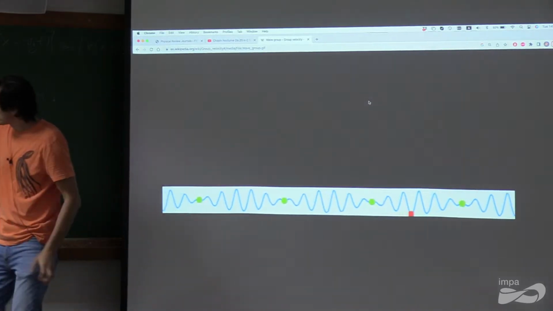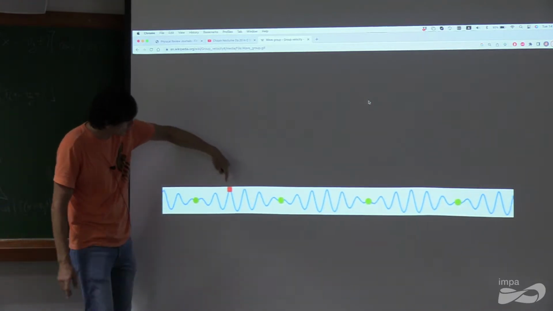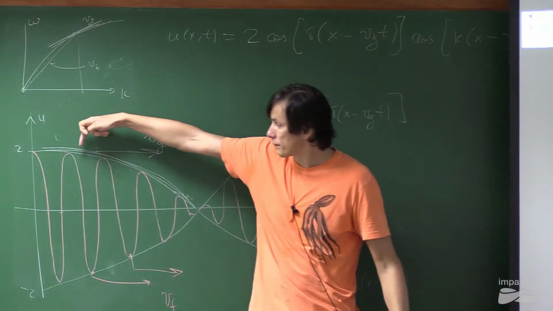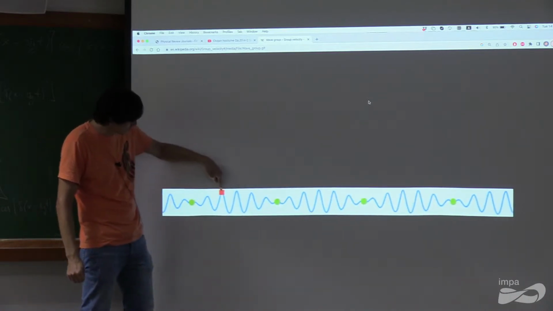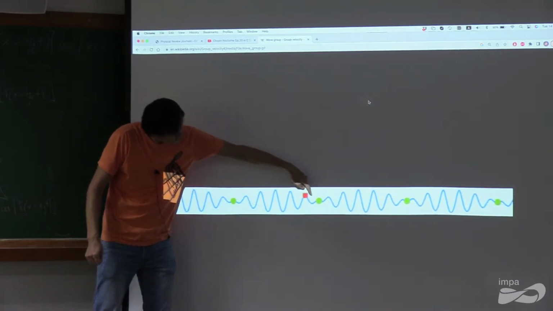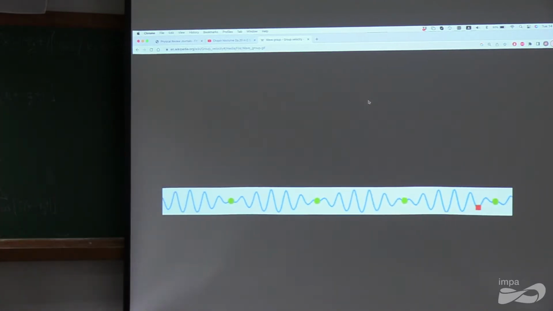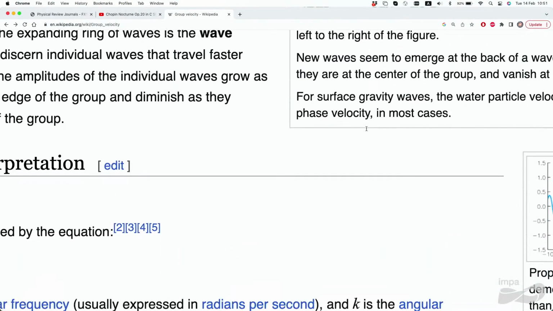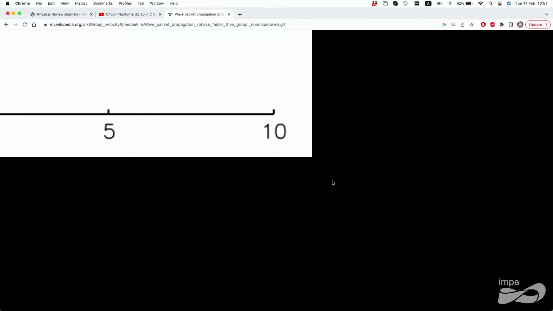And then there is another speed of how the waves are moving inside, and this can be tracked by looking at a certain phase. Keeping with a certain phase, for example, the maximum. You're looking at the maximum, you see that this is a red spot, and you see that it moves faster than the green point. So there are two different speeds. And this is a general property of systems. And now we will see that it's actually more general than just sine and cosine.